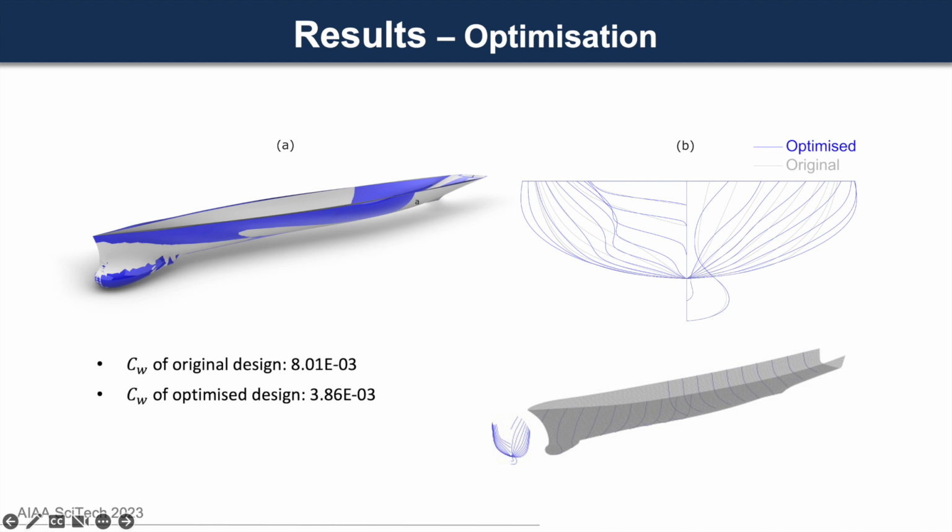So from 0.8 we achieved a reduction up to 3.8. And here you can see the difference between the optimized and the original designs. And over here, the lines are just the orthogonal projections, or the body planes, of the shape on the orthogonal plane, just for comparison.